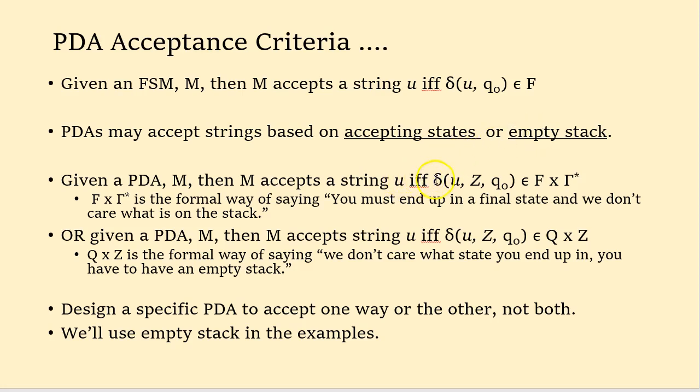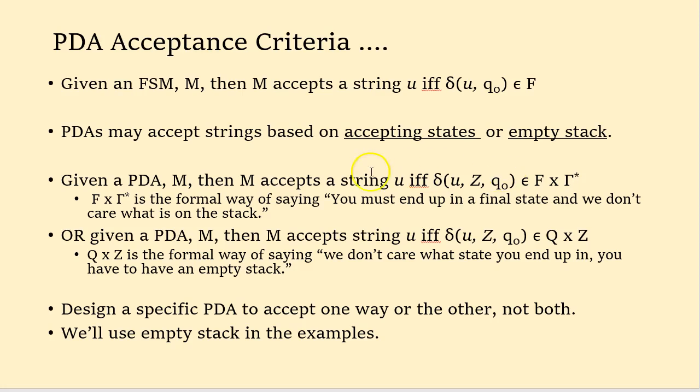Okay, so the notation looks a little ugly, but that's what notation is for, right? So that means that we're going to accept the string if and only if you run the delta function, the transition function, on U, starting with the empty stack, starting at Q0, and you end up in a set of final states. This is the final state criteria, by the way. You end up in the set of final states, and you don't care what's on the stack. So this is the gamma star, remember, would be all possible strings composed of gamma.